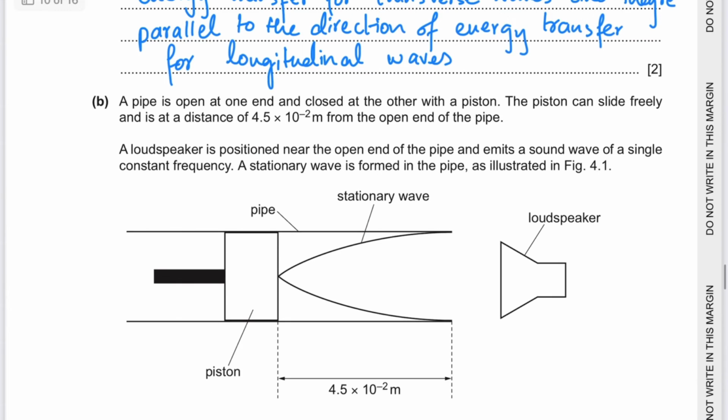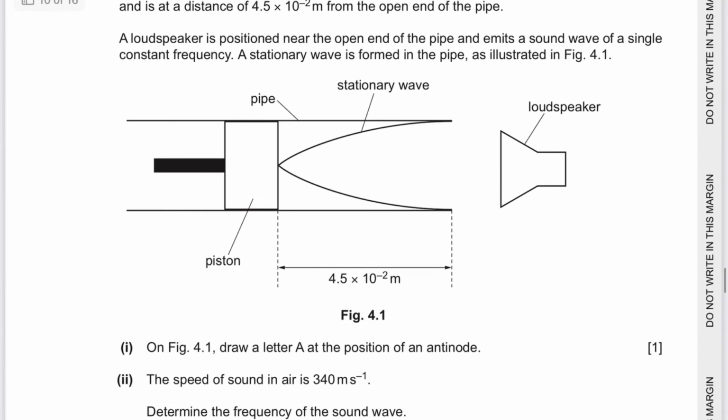A pipe is open at one end and closed at the other with a piston. The piston can slide freely at a distance of 4.5 times 10 raised to negative 2 meter from the open end of the pipe. A loudspeaker is positioned near the open end of the pipe and emits a sound wave of a single constant frequency. A stationary wave is formed in the pipe as illustrated in figure 4.1.